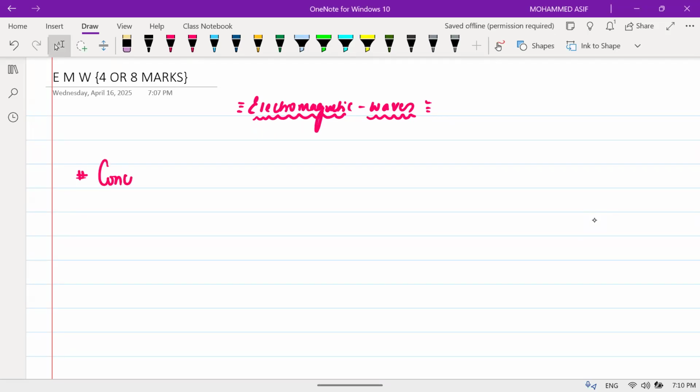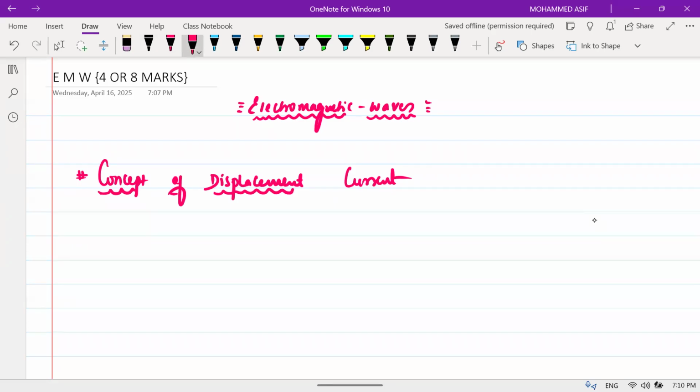Concept of displacement wave. Concept of displacement current, represented by ID.